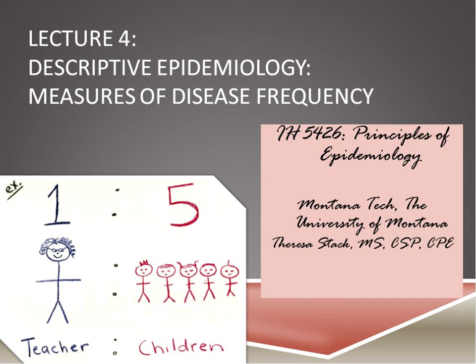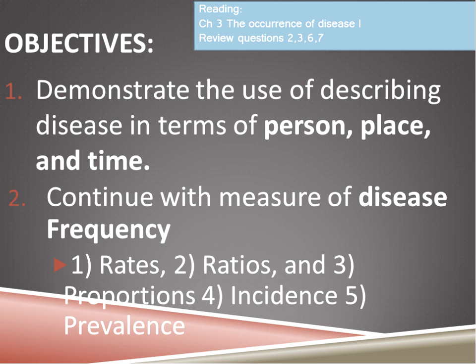So our objectives for today, we will do some plotting, look at some graphs so that you can understand the use of descriptive statistics in terms of describing person, place, and time again, and also start to become familiar with the three kinds of frequency measurements that are used to describe two-category variables, also called dichotomous variables. And these are rates, proportions, and ratios. We'll also introduce some new terms, which would be the terms of incidence and prevalence.